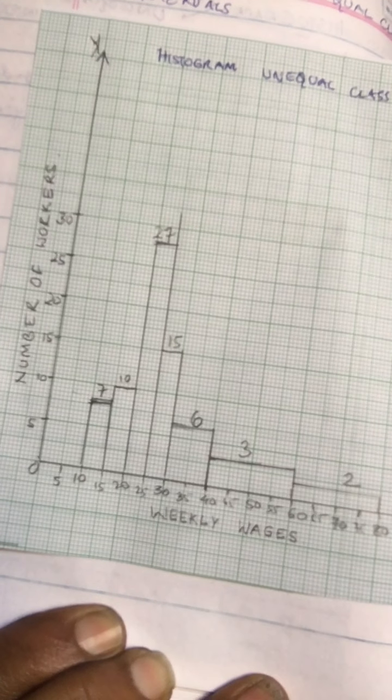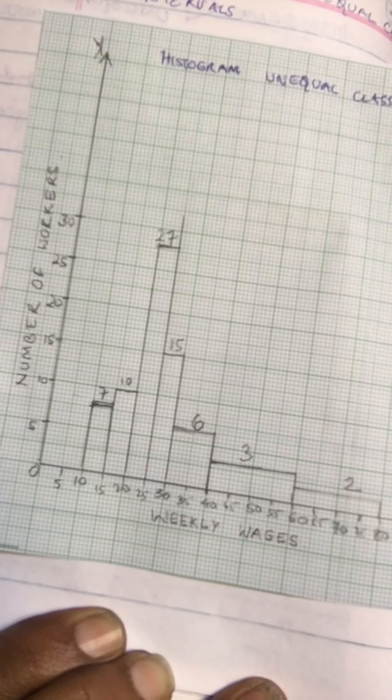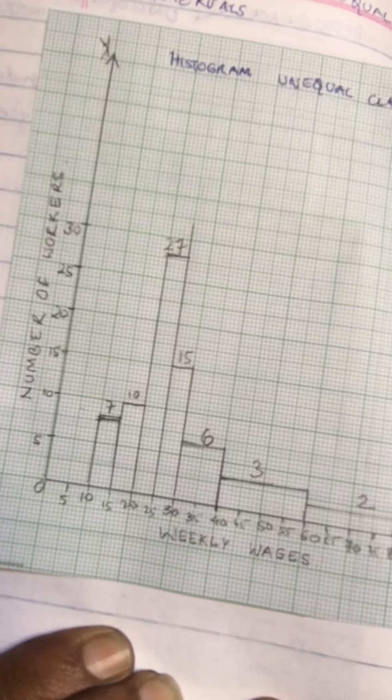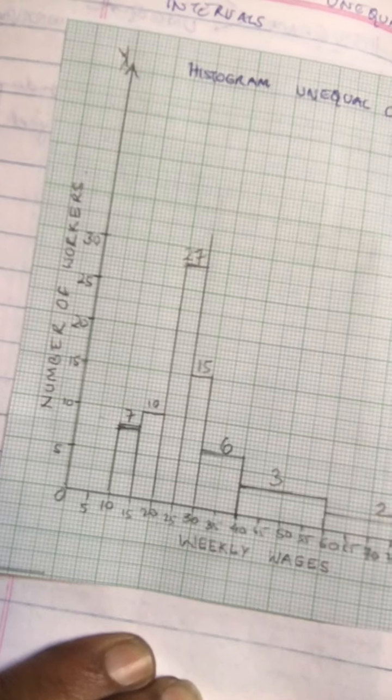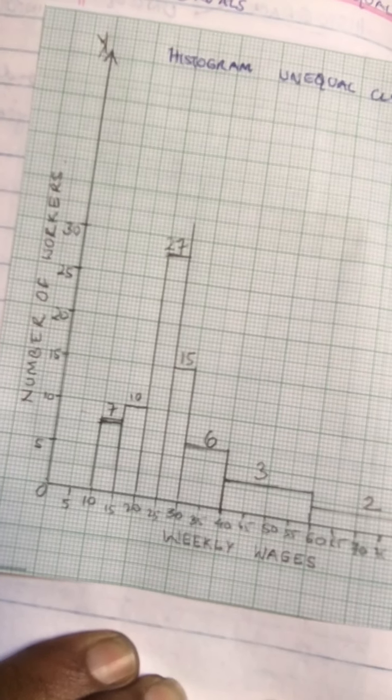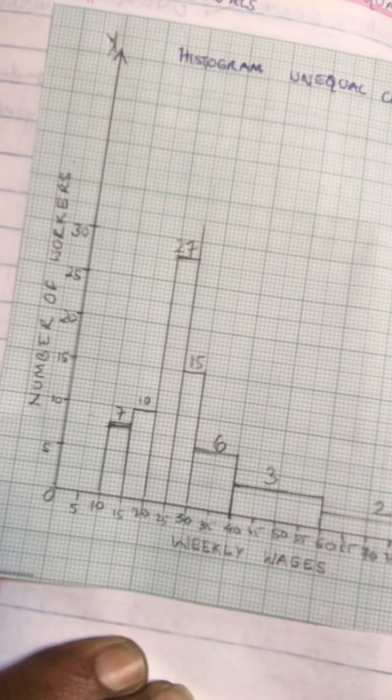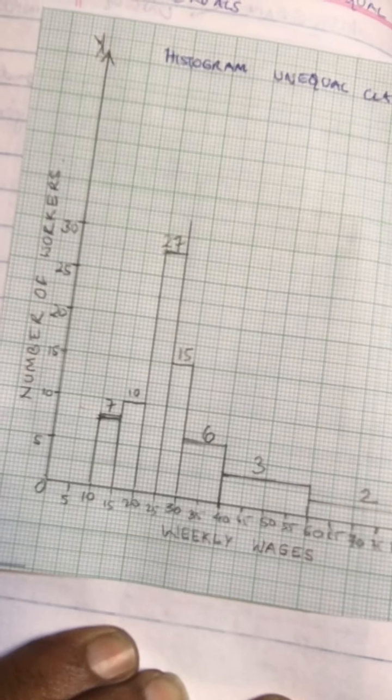So these show that the frequencies of the other classes which had a larger class interval have been adjusted accordingly. So this is what it is, and we will continue with the frequency polygon in the next class.